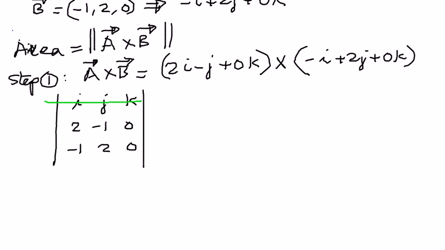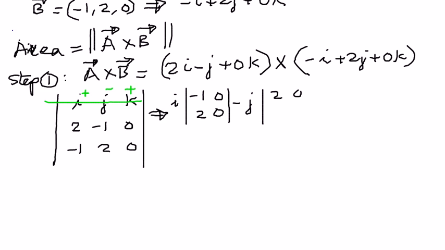We will find the determinant by expanding the minors, and therefore we will travel along the first row, and the sign convention we're going to use is positive, negative, positive. When we expand this, it's going to be as follows. i, the minor of that is -1, 0, 2, and 0, minus j times the minor of that, which is 2, 0, -1, 0, and then plus k, the minor of that, which is 2, -1, -1, and 2. So when we expand this, we're going to write this out as follows.